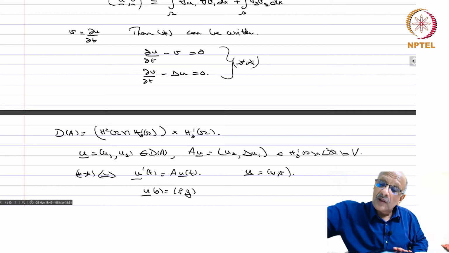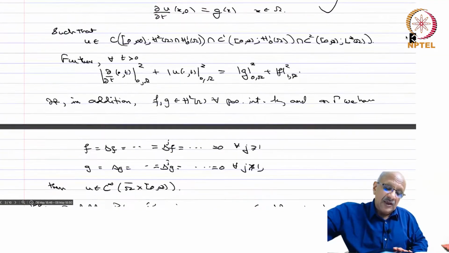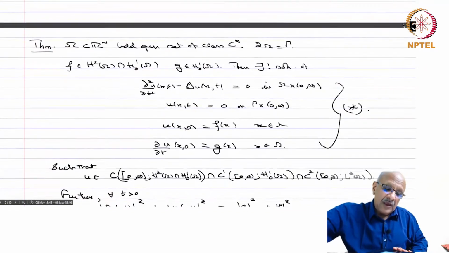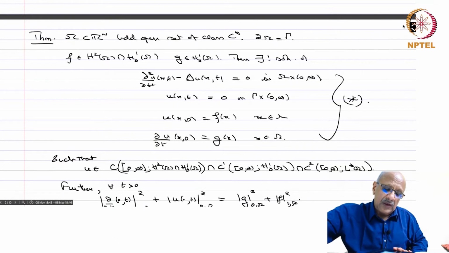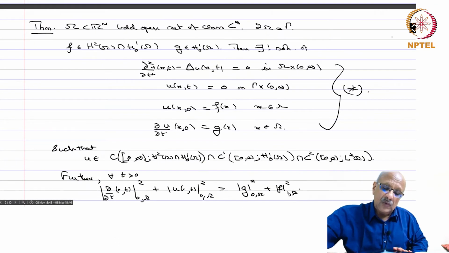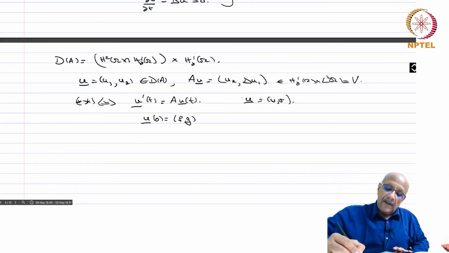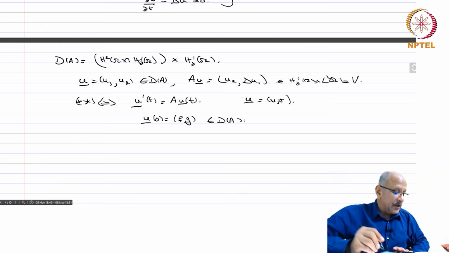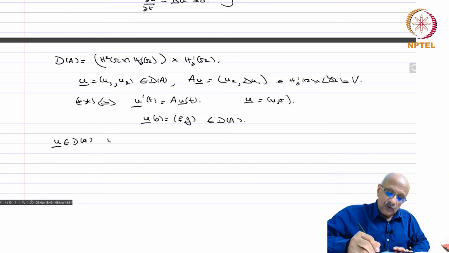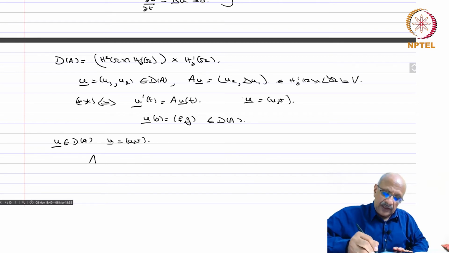And you recall we put f and g: we said f is in H^2(Ω) ∩ H^1_0(Ω), and g is in H^1_0(Ω), and therefore that belongs to D(A). Okay. And then if u is in D(A), so u equals (u, v), then what is ⟨Au, u⟩?